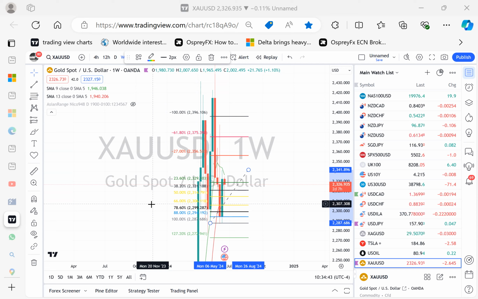So it starts with finding a weekly order block. In this case, the example I'm going to use is gold. There's a bullish order block, right? The red candle and the green candle creates the bullish order block. My expectation is for price to sell down into this order block and then buy up at least to the negative 27.